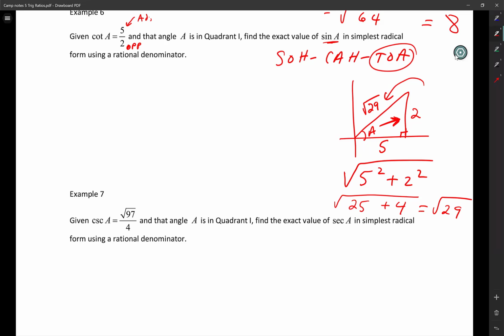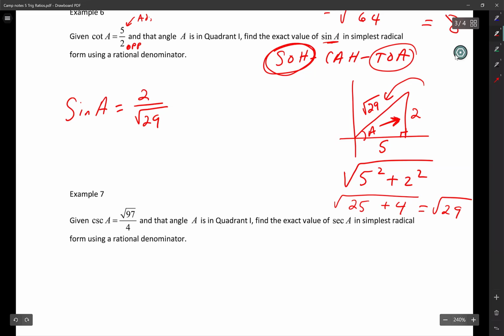All right, so now we got that, and it wants sine, so I'm going to write sine of A is equal to opposite over hypotenuse. Opposite 2 over hypotenuse, square root of 29. Okay, do not write it in Delta Math like this because it wants a rational denominator. So we're going to have to fix this, guys. I have a square root of 29 on the bottom, so I'm going to multiply by square root of 29 over square root of 29.